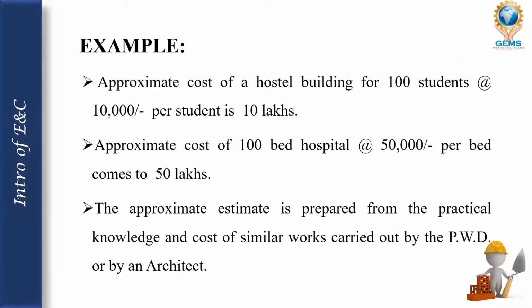So for example, if we have a hostel building, we can just fix 10 lakhs for 100 students, that is, 10,000 per student, so for 100 students we can get 10 lakhs. The same for a hospital also. So the approximate estimate is prepared from the practical knowledge we have.